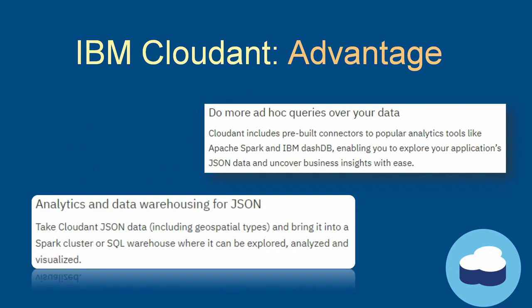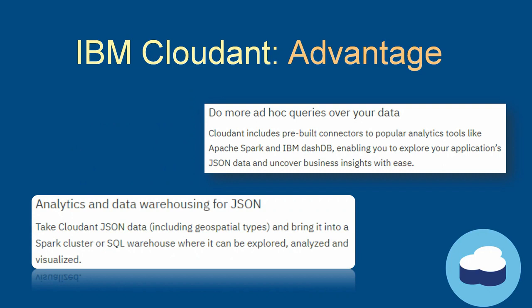We can do more ad hoc queries over our net data. It includes pre-built connectors to popular analytics tools like Apache Spark, IBM-DB, enabling you to explore your application's JSON data and uncover business insights with ease. Analytics and data warehousing for JSON is also an advantage of this.